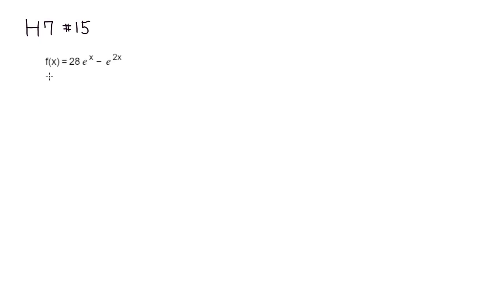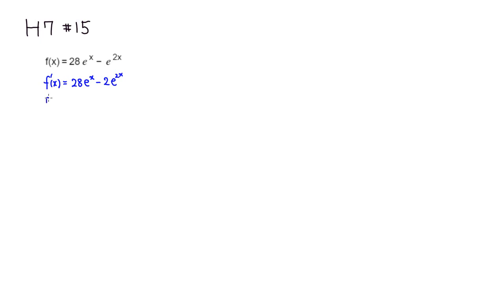So the first derivative would be f prime of x is equal to 28, it's just a constant multiple, times the derivative of e to the x, which is e to the x. Then you have a negative, and the derivative of e to the 2x is e to the 2x, multiplied by the derivative of 2x, which is going to be 2. So that's the first derivative.